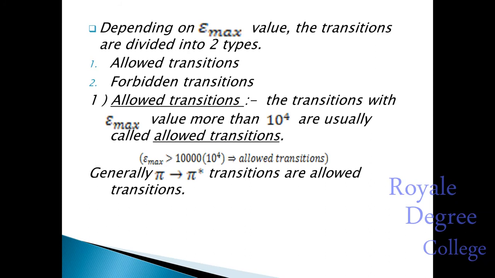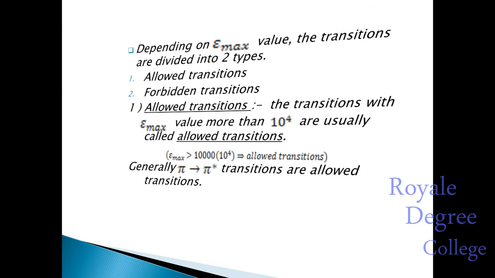Depending on the epsilon max value, the transitions are divided into two types. The first is allowed transitions and the second is forbidden transitions. Now we'll see allowed transitions. Transitions with epsilon max value more than 10 to the power 4 are usually called allowed transitions. So here epsilon max value is greater than 10,000, that is 10 to the power 4. Generally, pi to pi star transitions are allowed transitions.